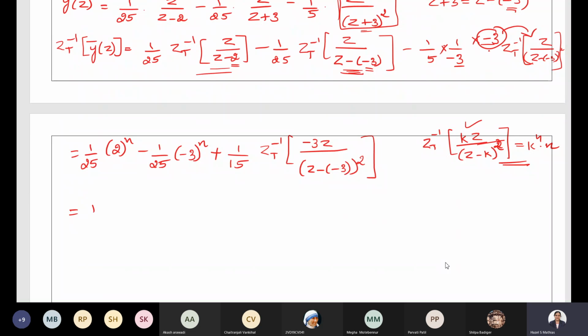So when I apply over here, what do we get? 1 by 25 into 2 power n minus 1 by 25 into minus 3 power n. Here what will happen? 1 by 15 into what is this? Apply this formula now. The inverse Z transform of kz by z minus k whole square is k power n into n. What is k? Minus 3. So minus 3 power n into n.